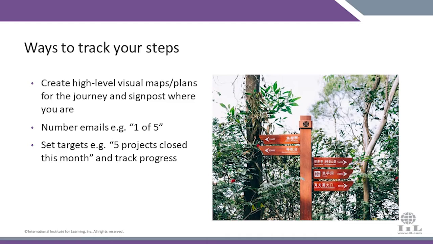And you can do that with numbering emails, 1 of 5, 2 of 5, letting people know how many more messages from you they have to read before this thing is done. You can set targets as well. So how many bugs have you squashed as a team this week? How many tasks have you removed in your Kanban board? How many projects has the PMO closed this month? Things like that give people very visual and numerical ways to track their progress.